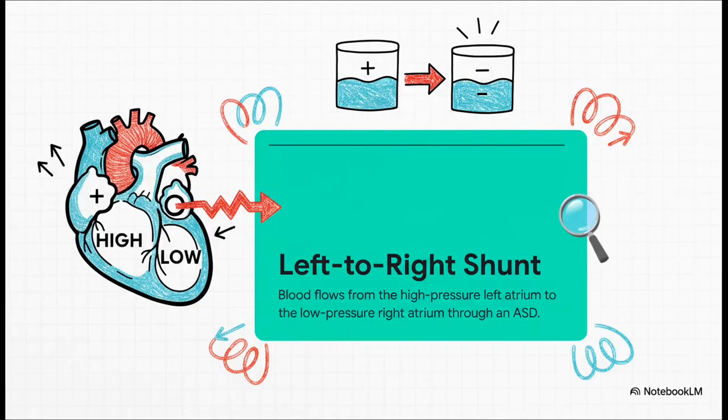Okay, so we keep saying left to right shunt. What does that actually mean? Honestly, it's just basic physics. Think about it. After a baby is born, the left side of the heart works a lot harder, so the pressure in the left atrium is higher than the pressure in the right atrium. If there's a hole between them, where's the blood going to go? It's going to flow from high pressure to low pressure, right? From left to right. And that's it. That's your left to right shunt.